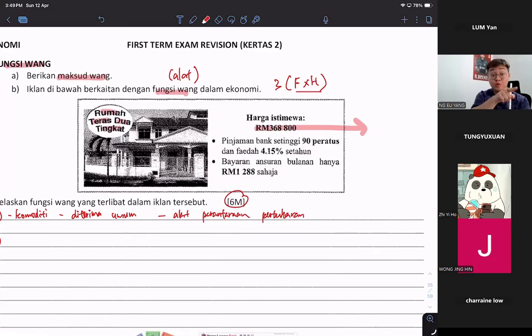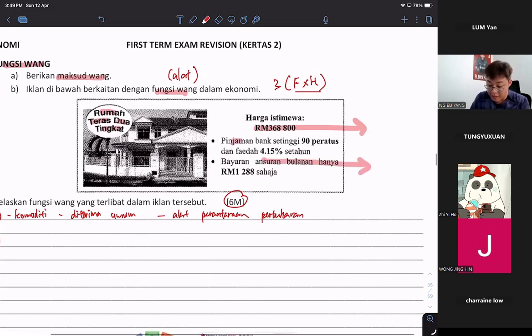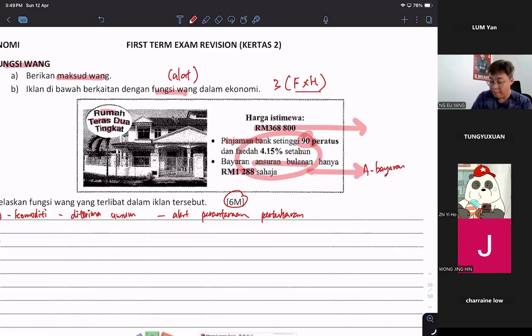I'm still trying to refer to these students' point form. Okay, so which means ansuran tinggi, then this is ansuran, so that's pinjaman. So I try to circle the pinjaman bank for 90% and ansuran bulanan for 1,200. This is alat bayaran tertunda. So guys, if you try to buy the house without a pinjaman bank, just paying the final price, 368,000, what is the fungsi? What's the fungsi for the final price?